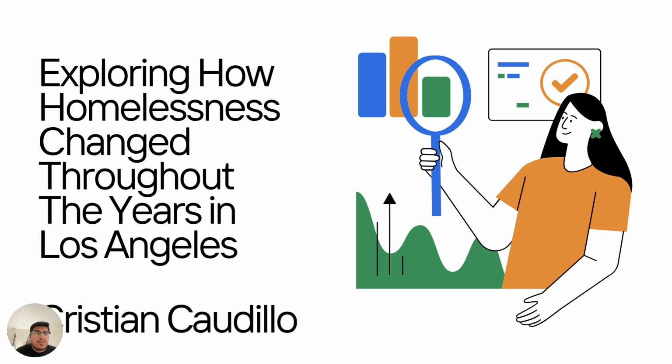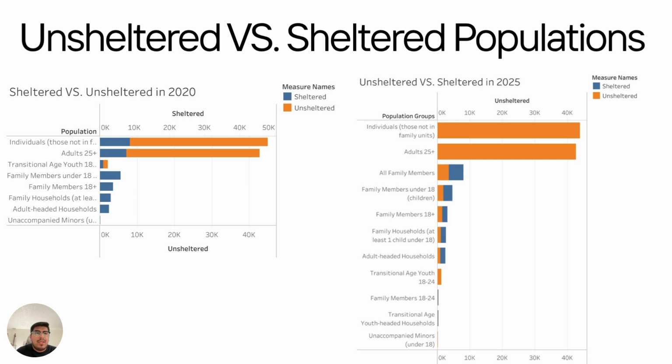So let's go ahead and get started with the first visualization. We'll be taking a look at the unsheltered versus sheltered populations in the homeless community. As you can see here on the left, we have the unsheltered and sheltered populations for 2020, and on the right is 2025. As you can see from the color patterns, the blue is for sheltered and the orange is for unsheltered on both visualizations.